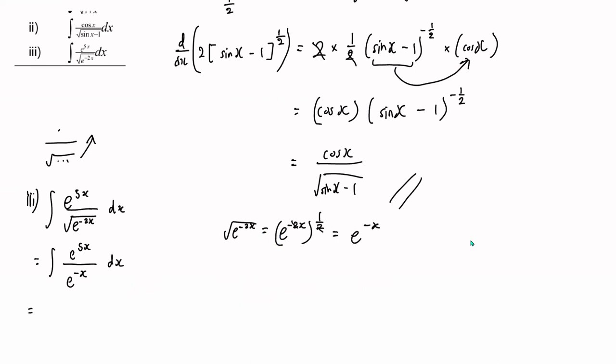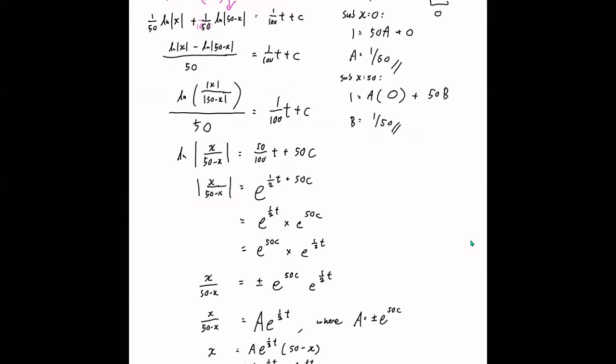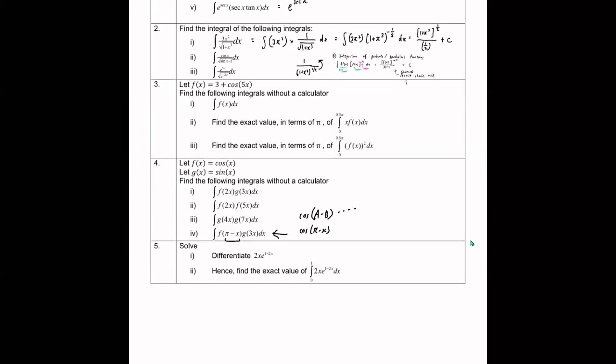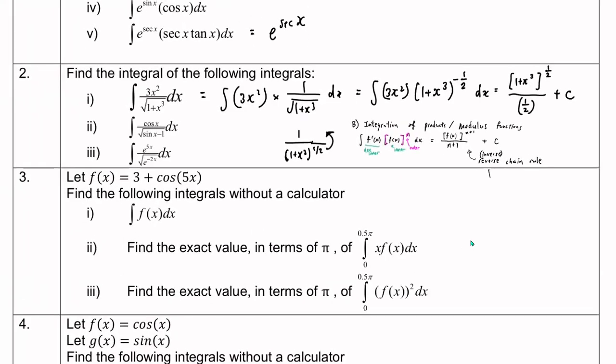And then you can even simplify this a bit more, because e power something over e power something, you just subtract, right? So it's e power 5x minus negative x, which is e power 6x. You try to integrate that, what do you get? Same thing, divide by 6, plus C. Okay, next. The last one is not the same form. Yeah, it's a trick question.